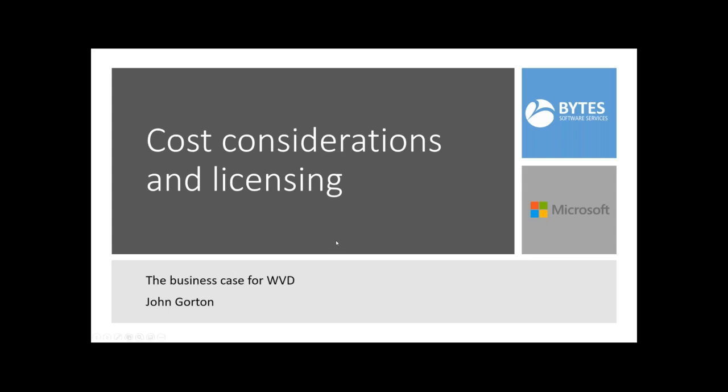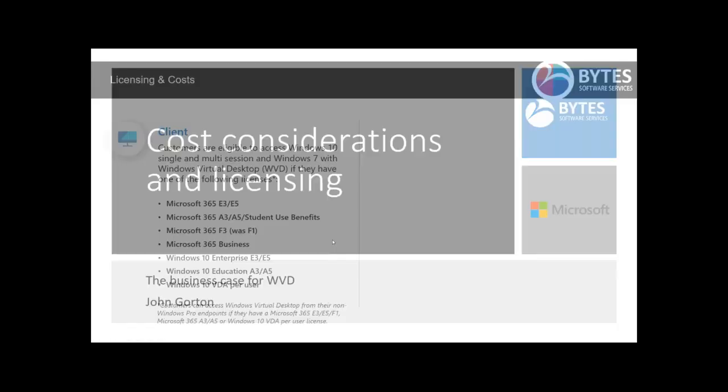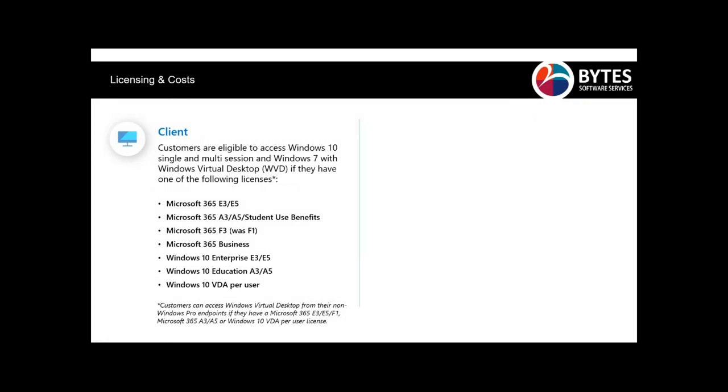Thanks, Peter. So in terms of licensing, the good news is many of you are already licensed to access Windows Virtual Desktop. If you're a Microsoft 365 E3 or E5 customer, or the education equivalent, or Microsoft 365 F3, which has just been renamed to F1, you'll see an announcement coming out on that very shortly, you have the rights to access Windows Virtual Desktop. Equally, if you just have Windows 10 Enterprise E3 or E5 licenses, or VDA, without having the full M365 suite, then again you've got access to Windows 7 or Windows 10 running in Azure.